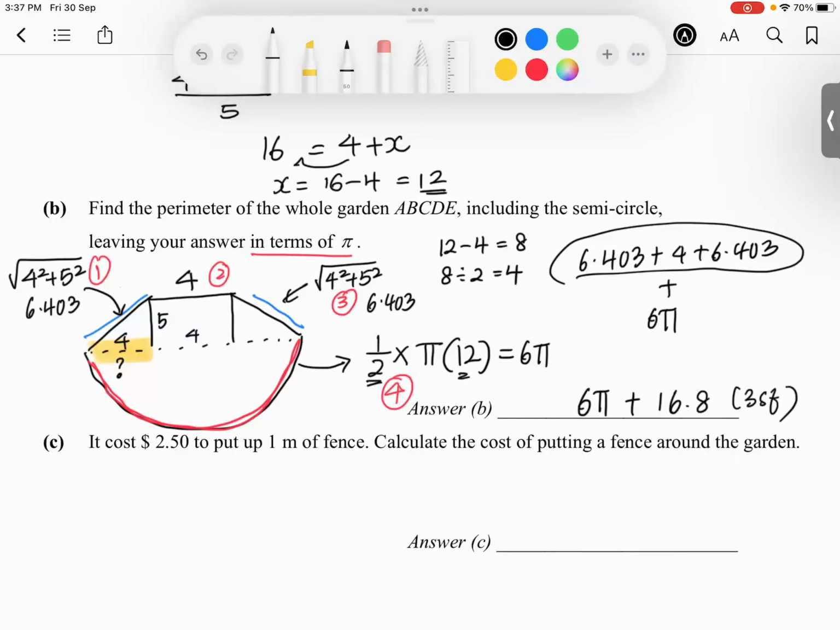Okay, next up, it says it costs $2.50 to put out 1 meter of fencing. 1 meter will cost you $2.50. Putting the fence around the garden, that means I'm going to use the perimeter, which is the one over here, right? So I need to find 6 pi plus 16.8 meters costs how much? So I just multiply the price, then you can get your answer.